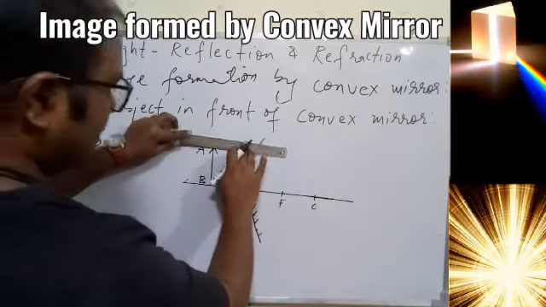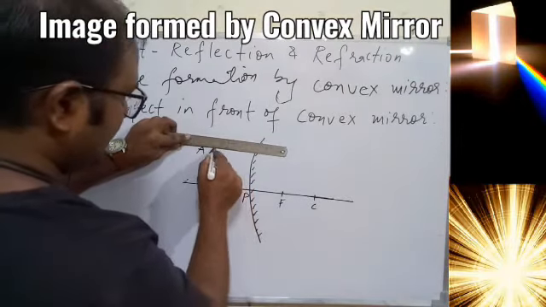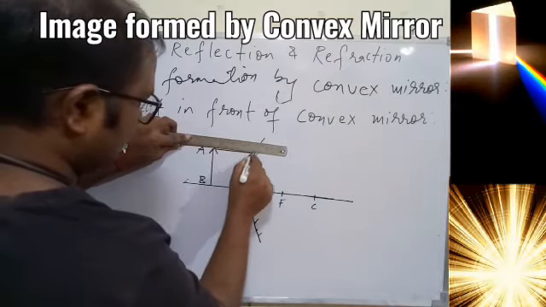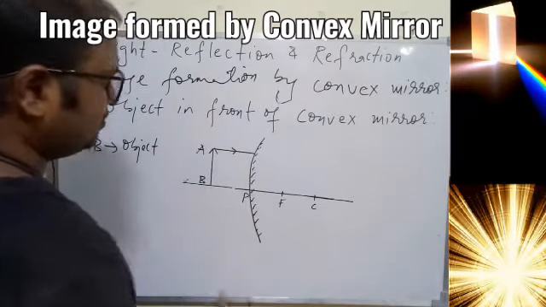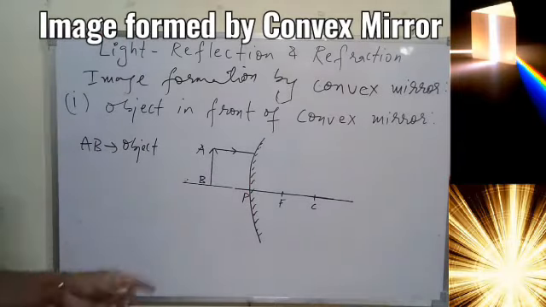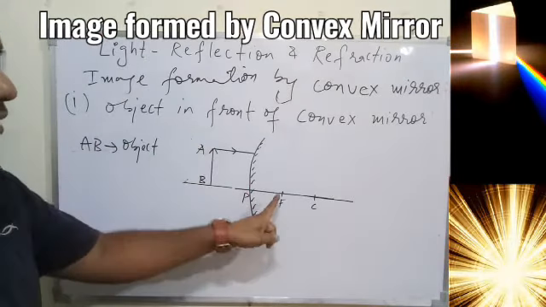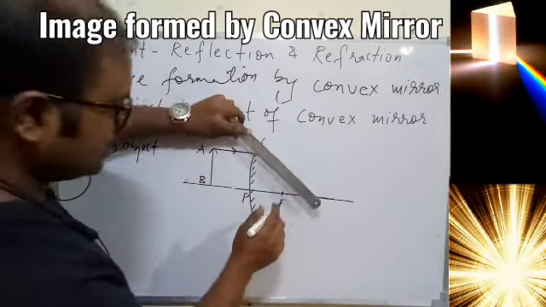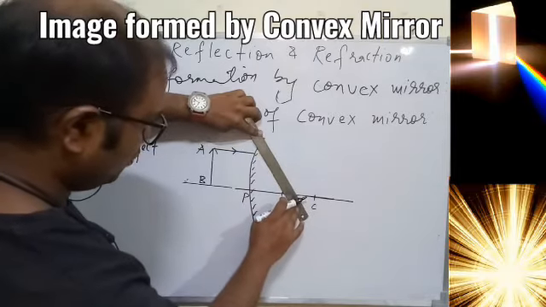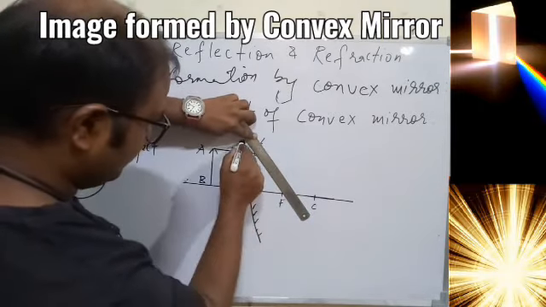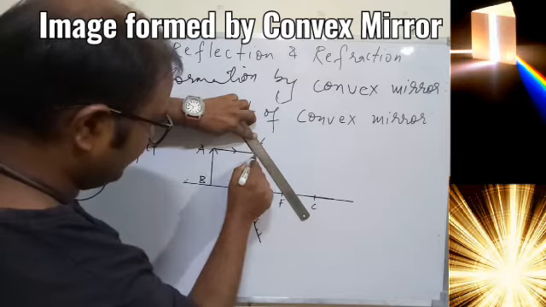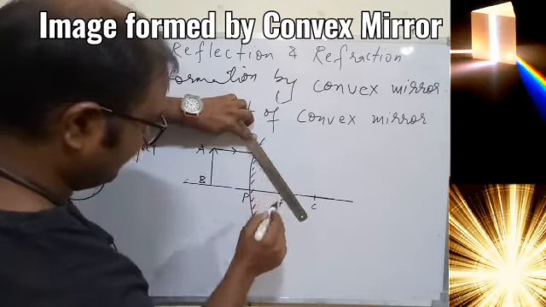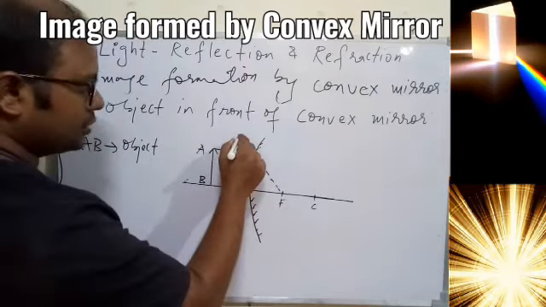Very first, a ray of light parallel to the principal axis. You know what will happen? According to the rule, this ray parallel to the principal axis will diverge from focus, that we understood in the previous class. So this is the first ray we are getting, that is diverging from focus.